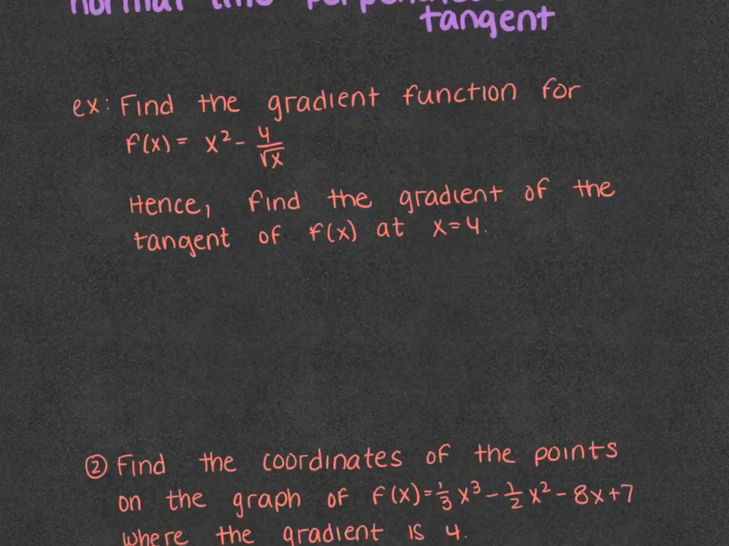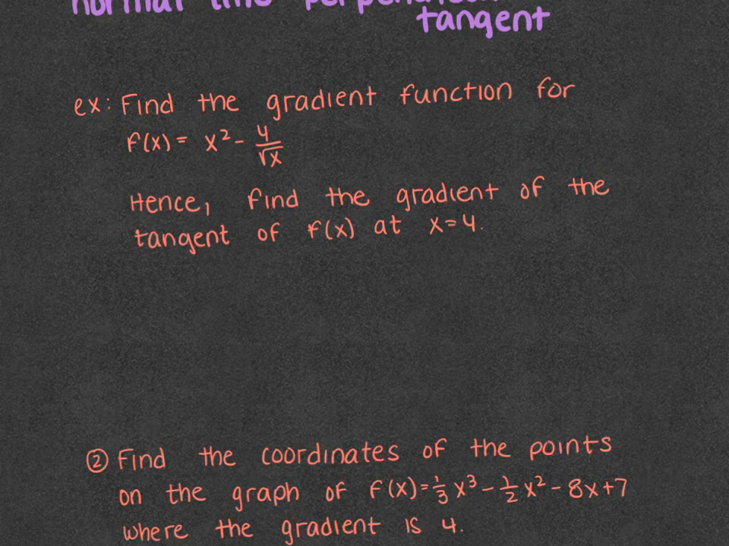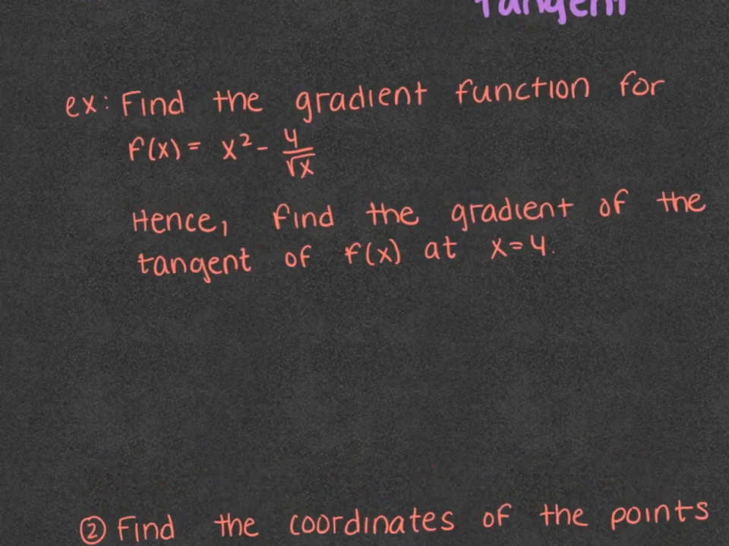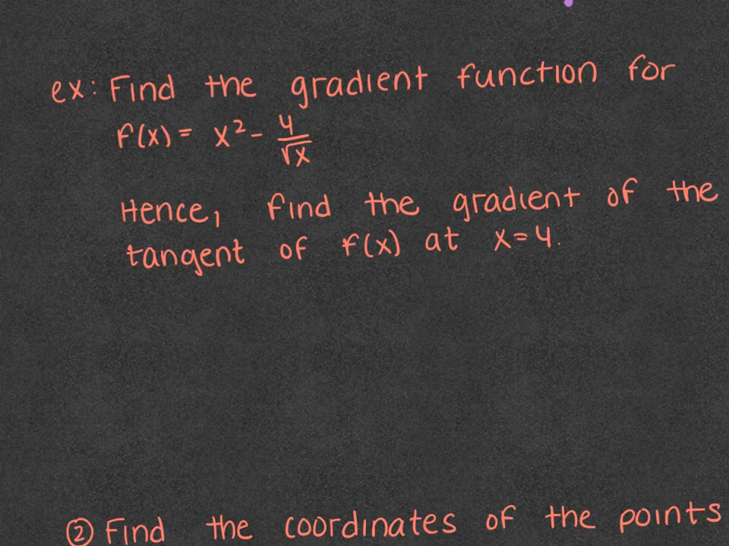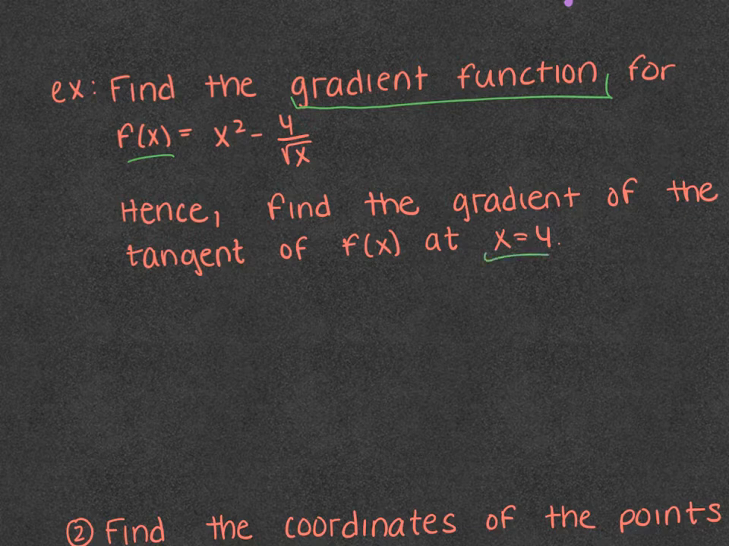So we have: find the gradient function. Whenever we see slope and we don't have something that's linear, this is an indication that it's a derivative. So this is saying find the derivative for this function and then find the derivative at x equals 4, so we're going to plug that in. Let's first start by finding the derivative.